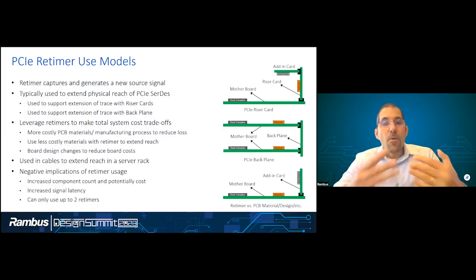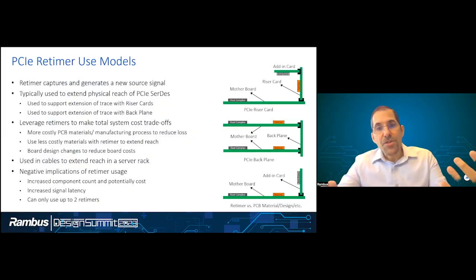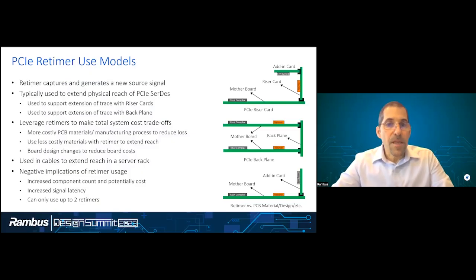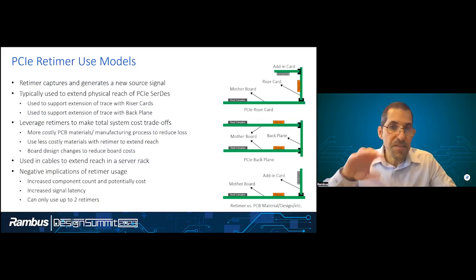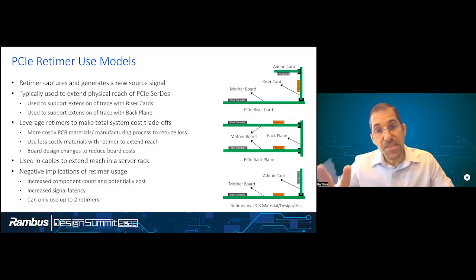So I want to talk about how do we extend that reach, and so what I'm showing here is a little bit about retimers. And what a retimer is, it captures and generates a new source signal. You may have also heard of something called a redriver. A redriver is essentially an amplifier. And so it takes the signal coming in and it amplifies it and sends it out. The problem with a redriver is it amplifies the signal, but it amplifies the noise as well.